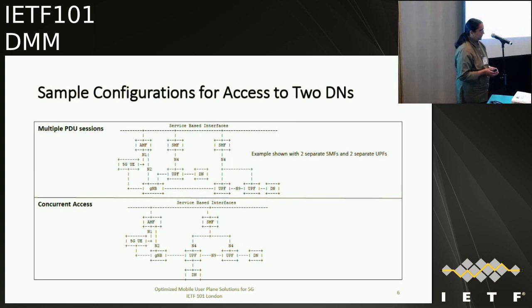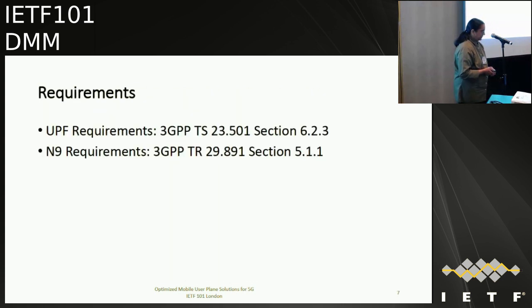The concurrent access is where you can have access to two data networks but with one PDU session, in which case you have one UPF as a branching point. I think one of the presentations mentioned this, and it could connect to two data networks there. Regarding the requirements for this evaluation, the UPF requirements are specified in there. Basically, the UPF is the mobile anchor point, and it has all the packet processing, routing, all the functionality that you're familiar with in the 4G architecture remains. There are new QoS tables in the specification. They also have a reflective QoS this time, so the N9 has to map all of those as well. Those requirements are in those sections.